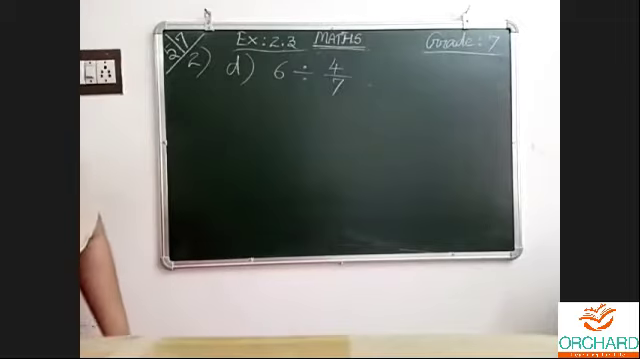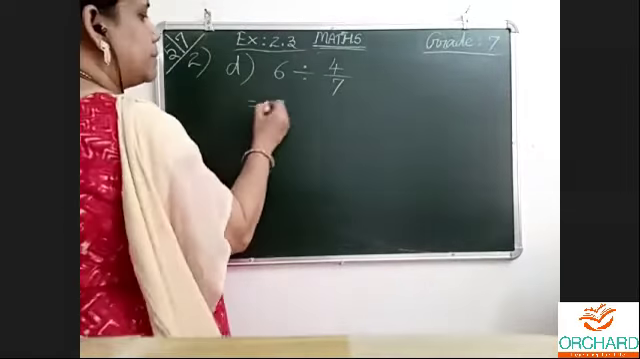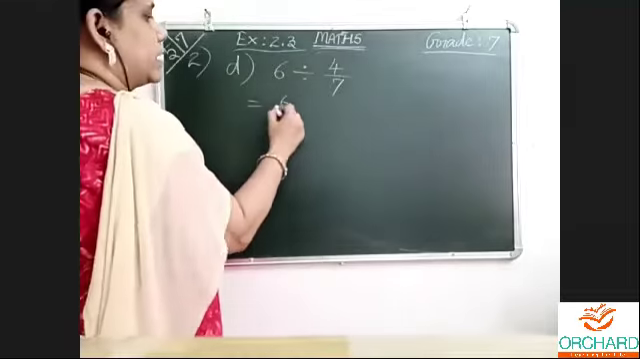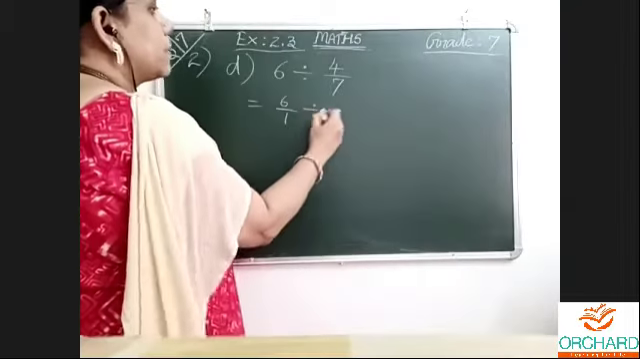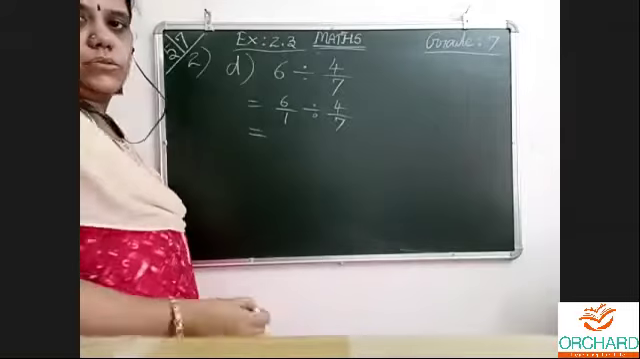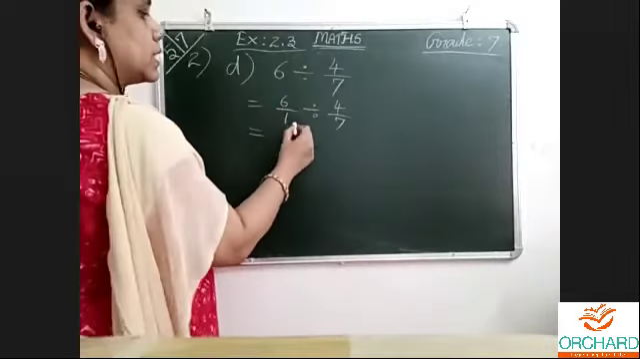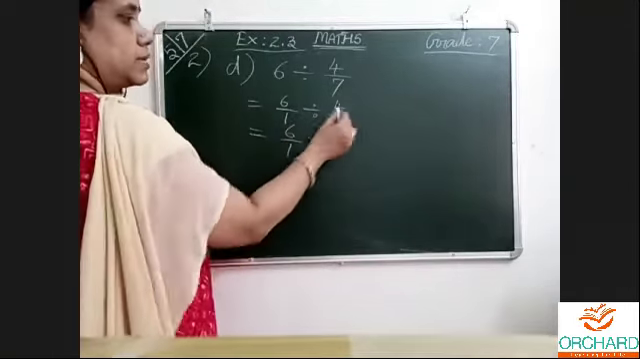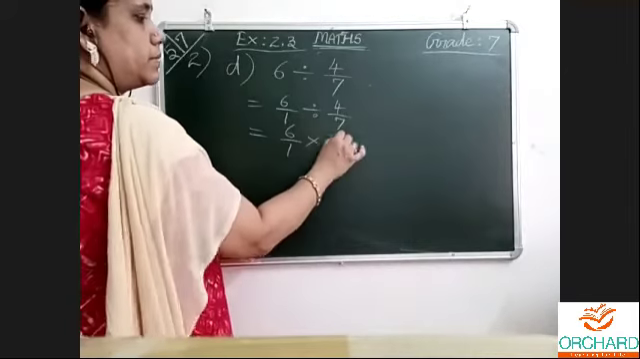6 divided by 4 by 7. Question D, ma, this one. Okay, I selected 4 questions. In that, one of the questions is this. Step number 1: 6, the denominator, nothing is there, ma. So write 1. Second step, I will do the sign changing, and we will do the reciprocal. 6 by 1, copy. Division becomes multiplication. Same process. 4 by 7 reciprocal, 7 by 4.